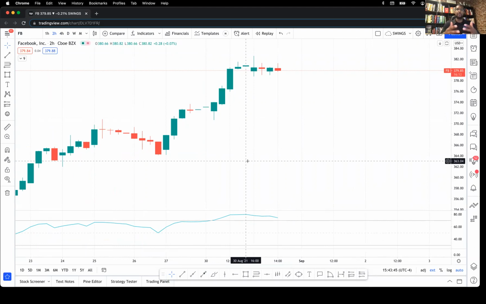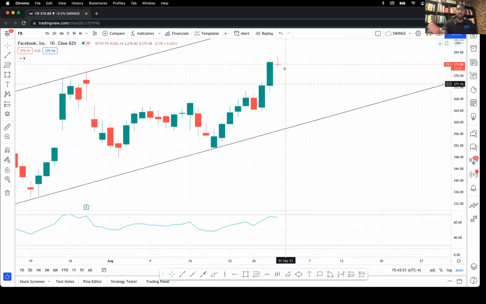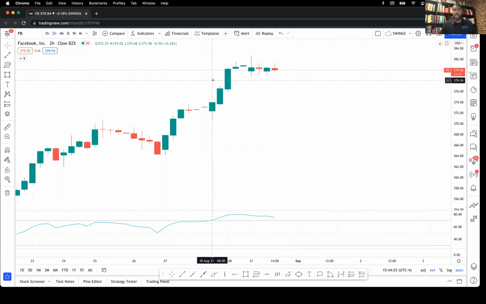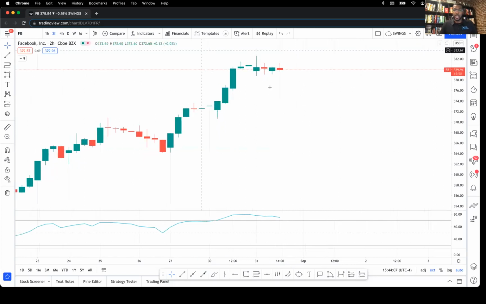As you can see, Facebook has been moving sideways the whole day. And that would basically explain why you have this doji here on the daily chart, right? So if you see the doji on the daily chart and you go down to the 2-hour chart, you can see that you got 4 candles right here for the day. And each one of these candles is pretty much in the same price range. And that's why you have a doji on the daily chart.